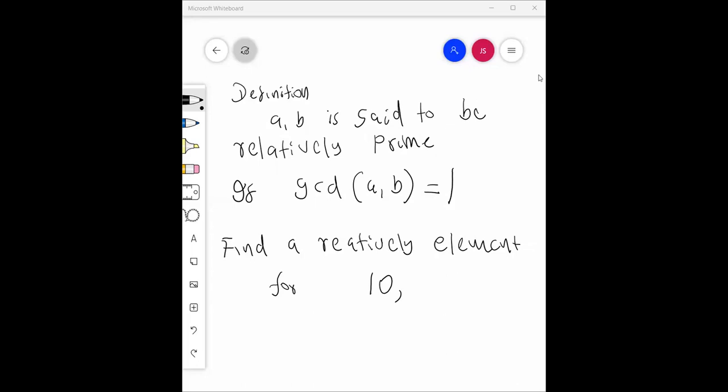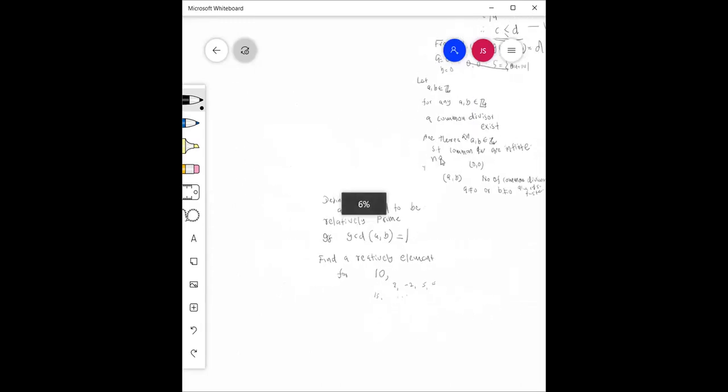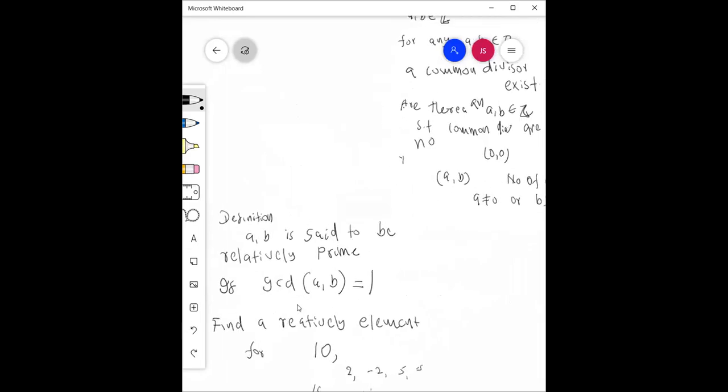So you can see that 2 is not relatively prime to 10, and -2 is not relatively prime. Also 5 is not relatively prime. -5 is not relatively prime. Also 15 is not relatively prime, right? Any even number is not relatively prime to 10, and so on. So I think you got the idea.